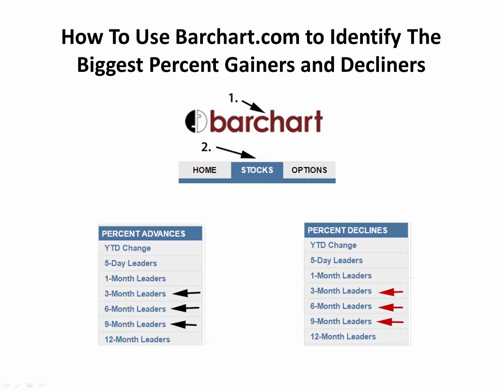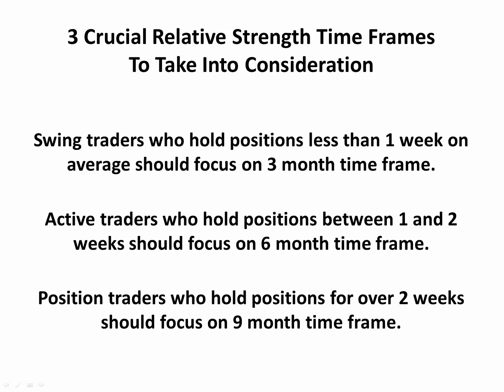And then just scroll down just a bit and you will see two vertical tabs along the left and the right side. The first one is the percent advancers, and you will see several time frames there. And right below that you will see percent decliners, and you will see the stocks that lost the most value over a specified time period.